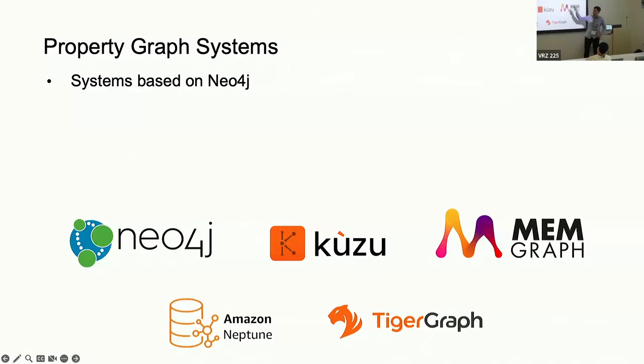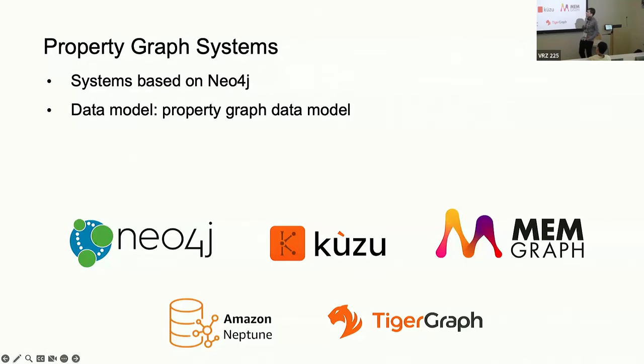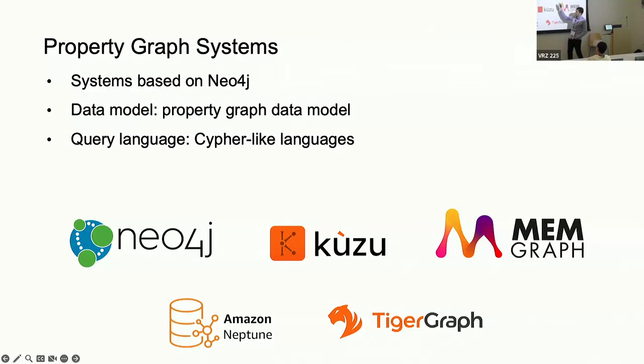So this is a case where these are systems that adopt Neo4j's model. The data model is called the property graph model, and the query language is essentially these query languages that are Cypher-like. Cypher is the language of Neo4j. Now there are other versions, query languages like GQL, but they're all Cypher-like. Cypher is the core of all of these systems, right?